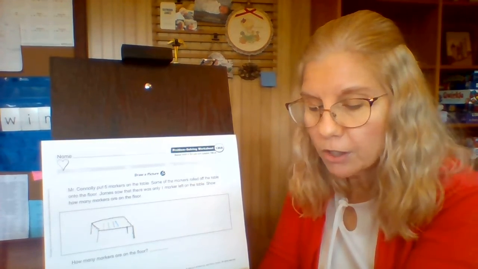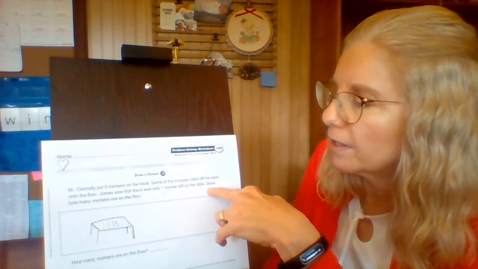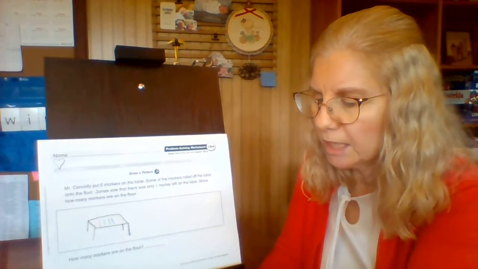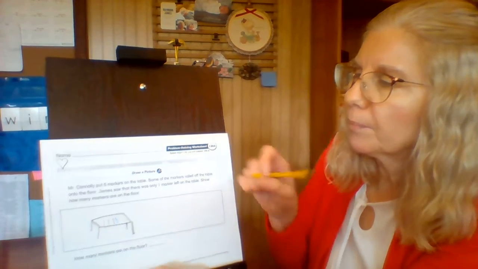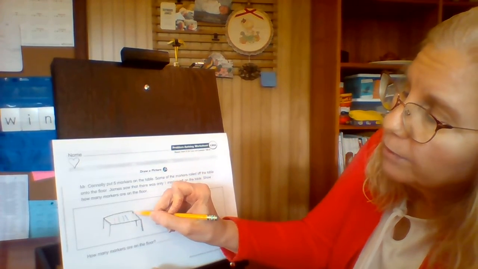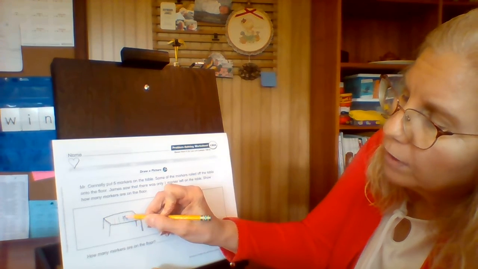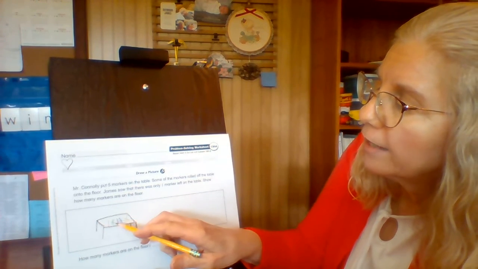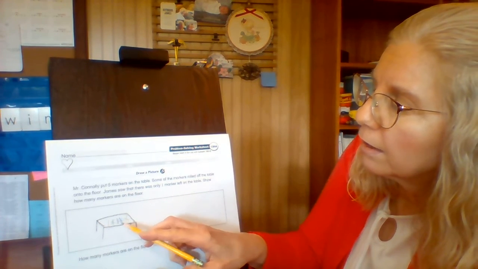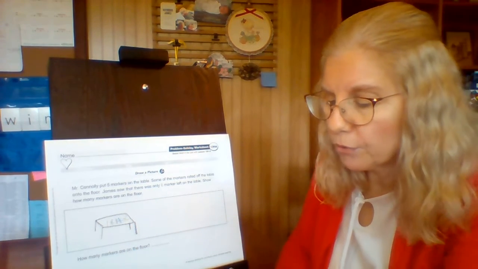Then we're good. So then it says some of the markers rolled off the table and onto the floor. James saw that there was only 1 marker on the table. Ooh, looks like we need to put some X's on there, don't we? So I'm going to use your pencil because your name should be up here with your pencil. So now you want to put an X until you only have 1 left. Ooh, I have my red one left. And so these are all on the floor. So, can you draw those ones on the floor?